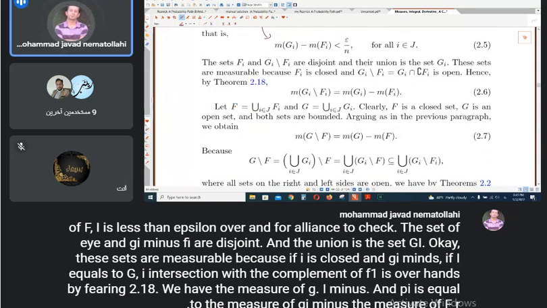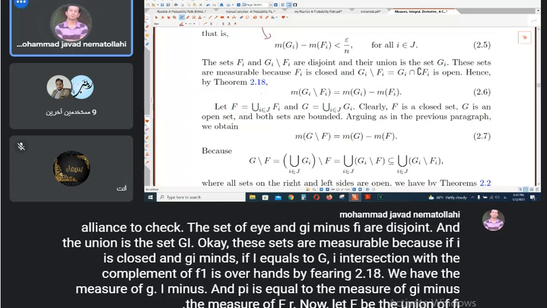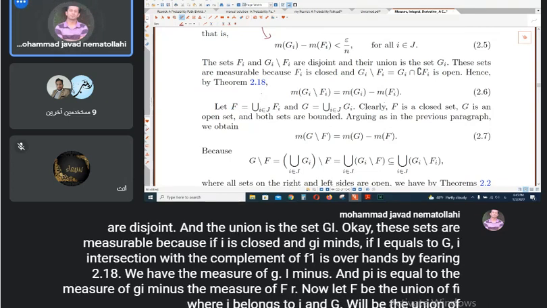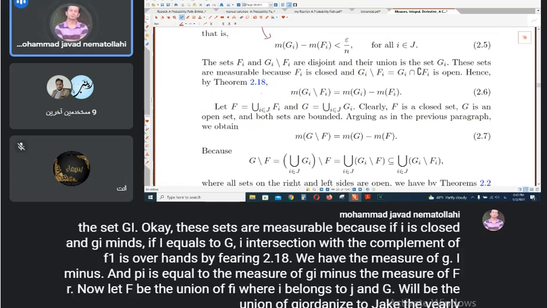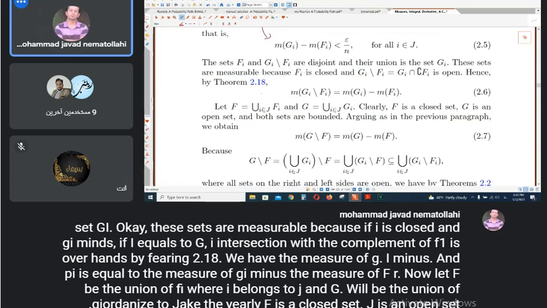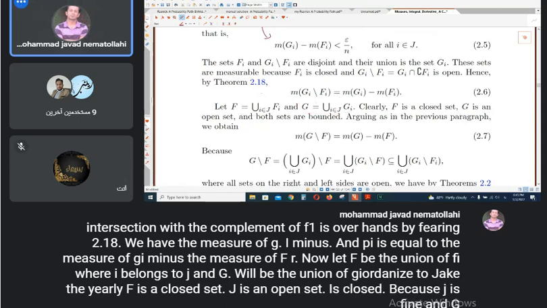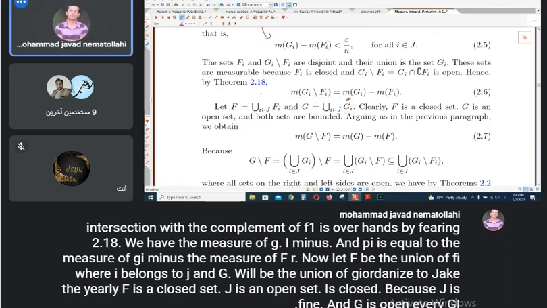Now, let F be the union of F_i where i belongs to J, and G be the union of G_i where i belongs to J. Clearly, F is a closed set because J is finite, and G is open. Every G_i is open, so is the union of them, and both sets are bounded.